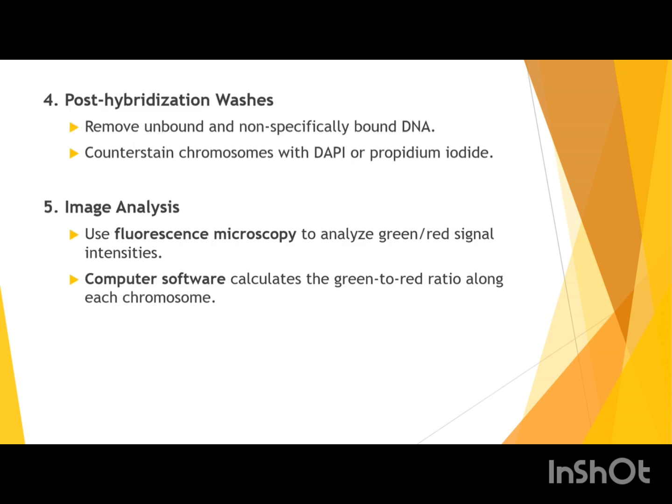After this hybridization, there will be post-hybridization washes so as to remove the unbound or extra or false binding. Then we have to counterstain the chromosomes with DAPI or propidium iodide, and this will help in visualization with fluorescence microscopy to analyze the green and red signals, because we have taken green and red. That green to red ratio will then interpret the chromosomal anomalies. So this is the overall procedure.